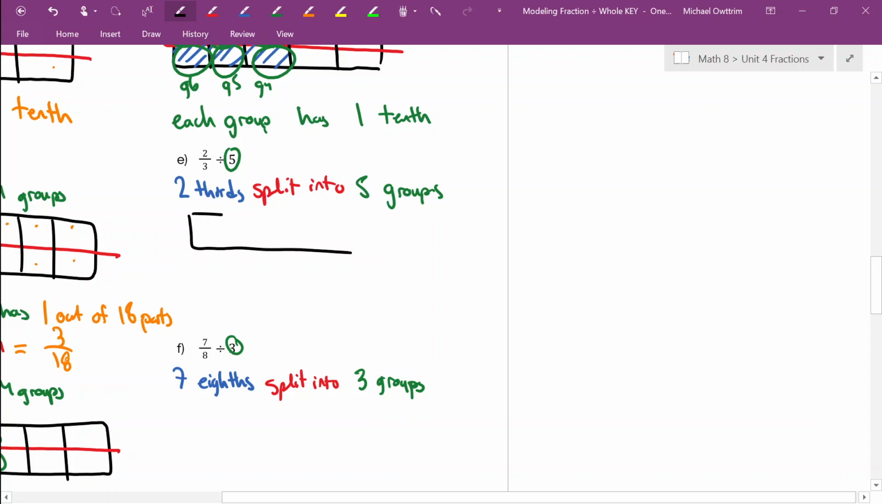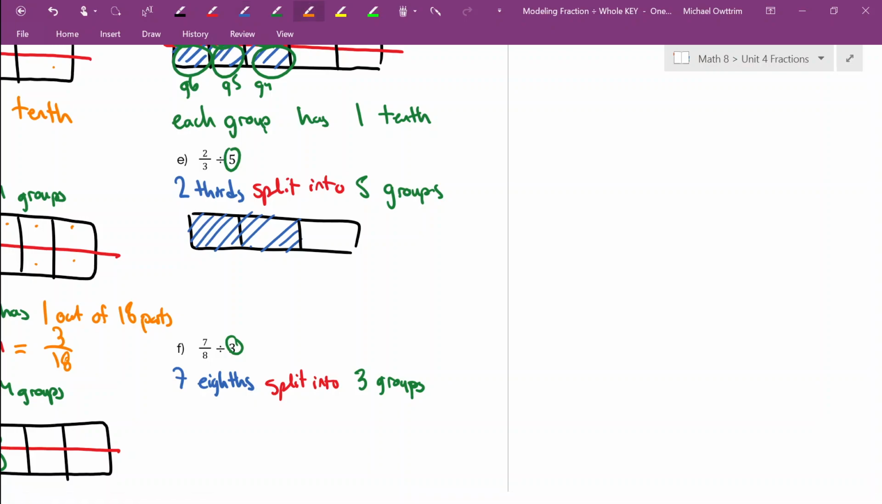2/3. 2 out of 3. Now we want to split that into 5 groups. Now 2 items can't be split into 5. If we doubled it, it would be 4 items. That can't be split into 5. If we tripled it, it would be 6 items. That can't be split into 5. If we quadrupled it, it would be 8 items. That can be split into 5.